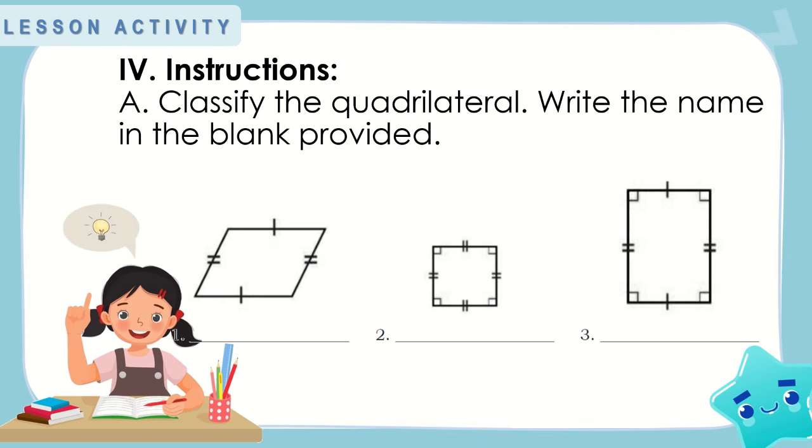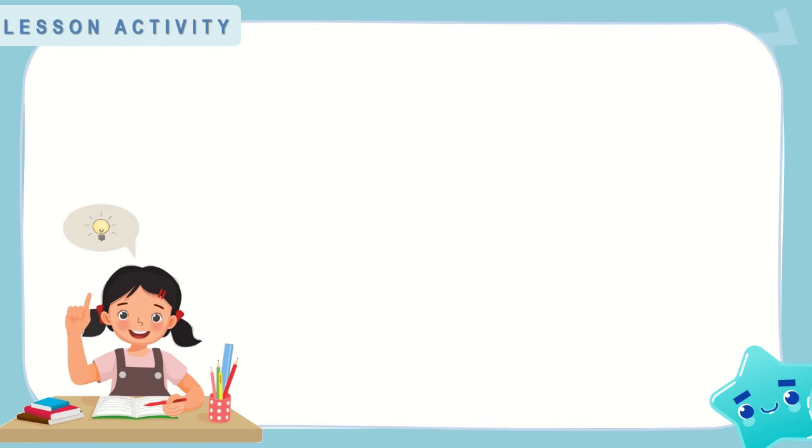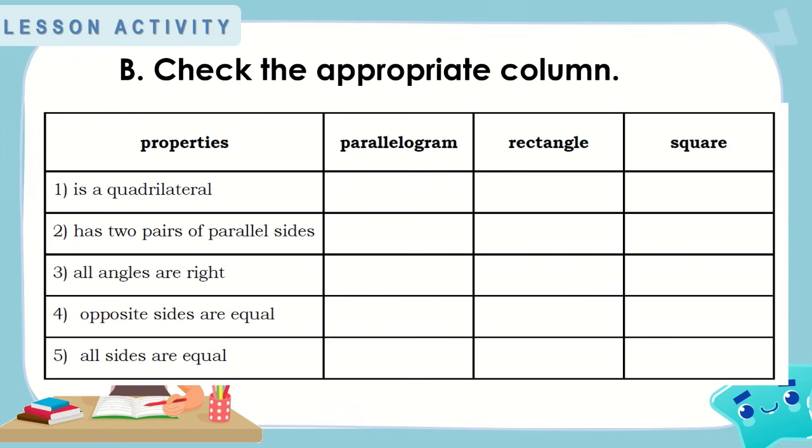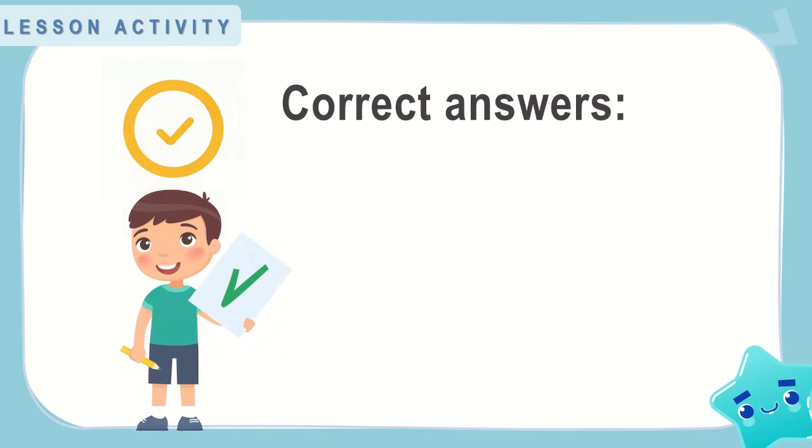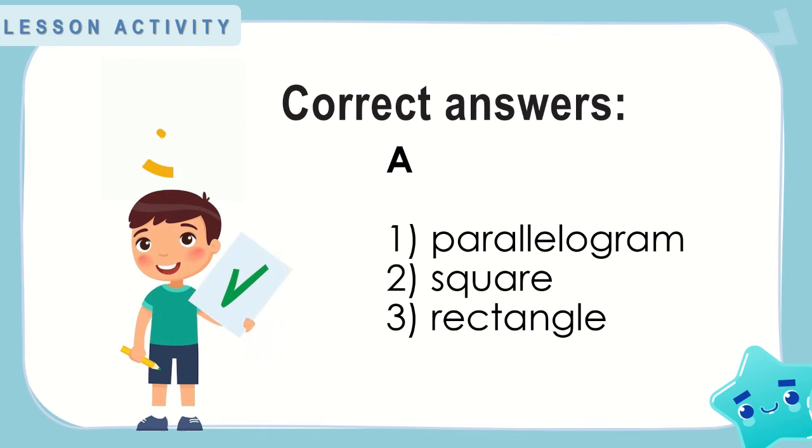Instructions. Classify the quadrilateral. Write the name in the blank provided. For letter B, check the appropriate column. For the first column, we have properties. It is a quadrilateral, has two pairs of parallel sides. Number 3, all angles are right. Opposite sides are equal. All sides are equal. Here are the correct answers.